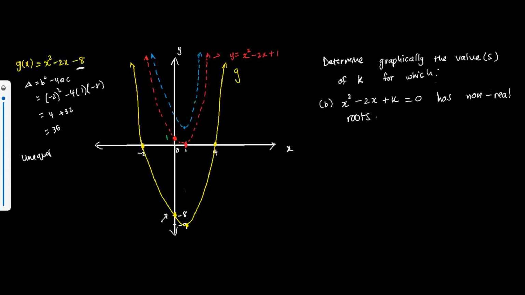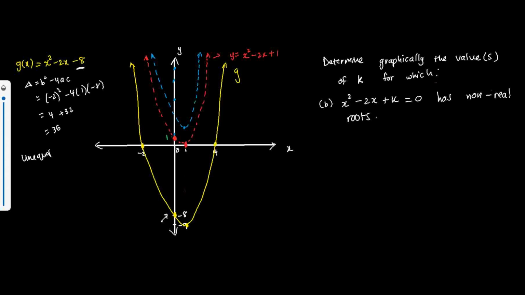So if k is 1, if the y-intercept is 1, notice that the graph has one turning point. That means the graph is touching the x-axis. But what if k is 1.1? Let's say k is somewhere here, or any value that's greater than 1. This graph will never intersect with the x-axis.